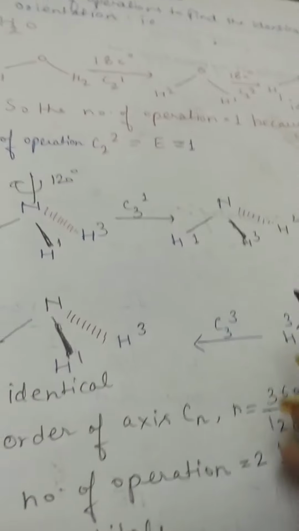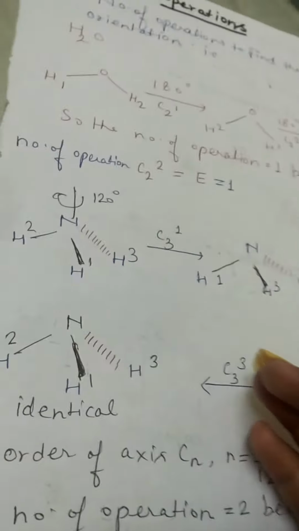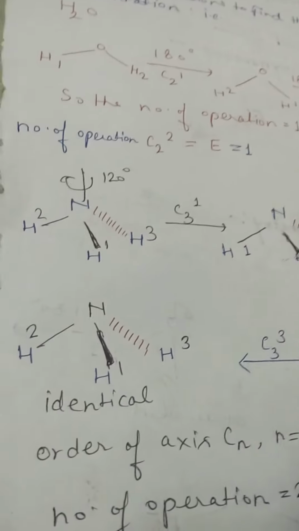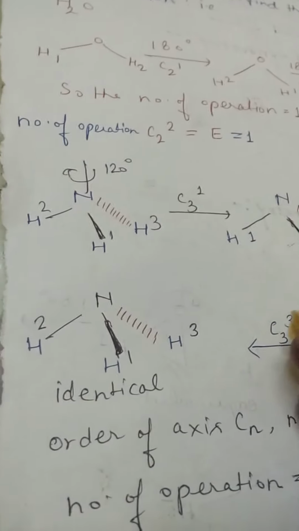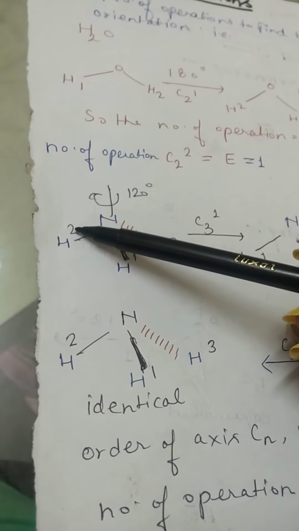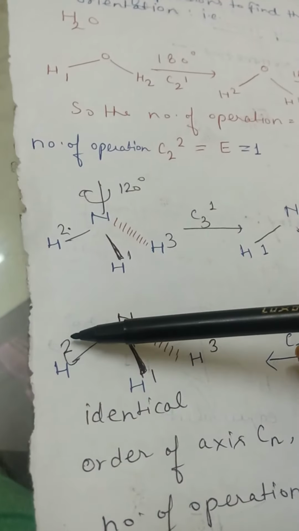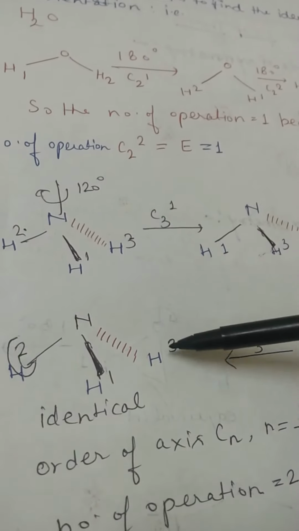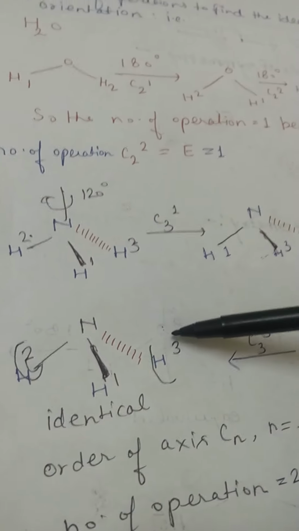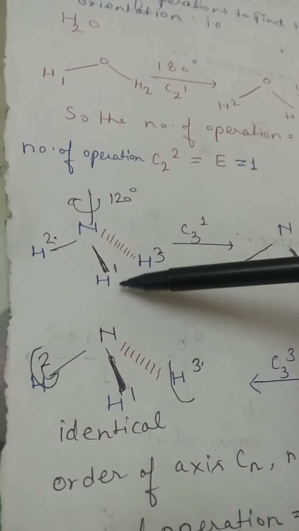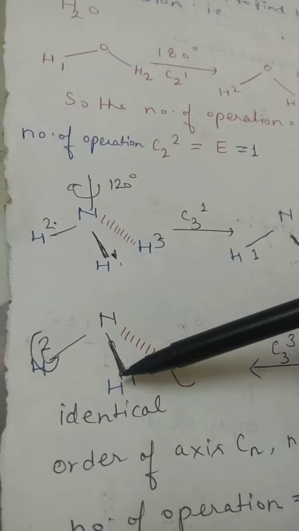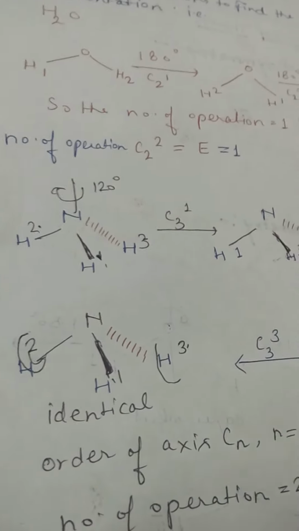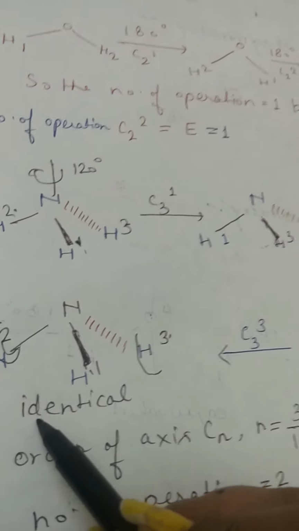So now we will perform this operation. We will again rotate this molecule by 120 degrees. Okay. Then after performing this operation, we will get our identical molecule. As you can see, hydrogen 2 is on the left side, and in this case also hydrogen 2 is on the left side, hydrogen 3 is on the right side, and in that case it is also on the right side, and hydrogen 1 is in the middle, and hydrogen 1 is in the middle in that case also. So this one is our identical structure.